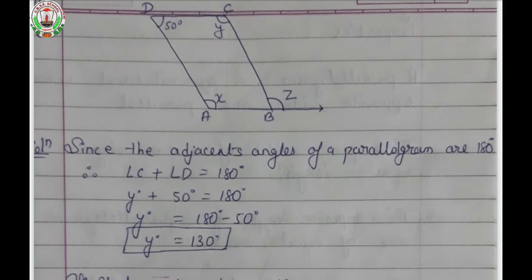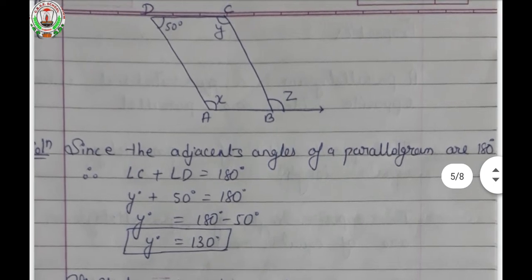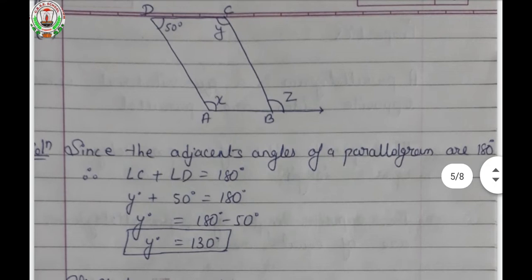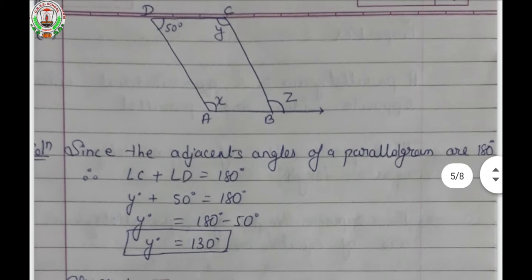Since adjacent angles are supplementary, the sum of two adjacent angles of a parallelogram is equal to 180 degrees. That means angle C plus angle D is equal to 180 degrees, where from the figure itself we can see that angle C is equal to Y, and angle D is equal to 50 degrees. So we are substituting that. So Y plus 50 is equal to 180.